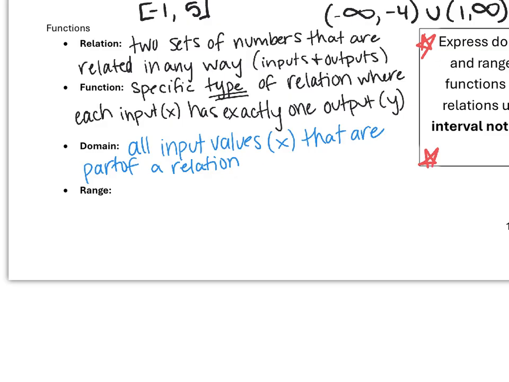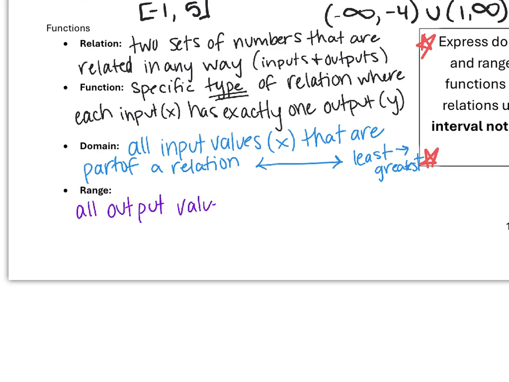Okay, and so domain goes left to right, and always least to greatest. So you have to put it left to right and you have to indicate domain from the least value to the greatest value. Range then is all the output values.